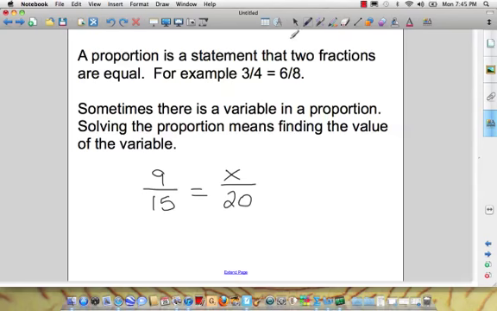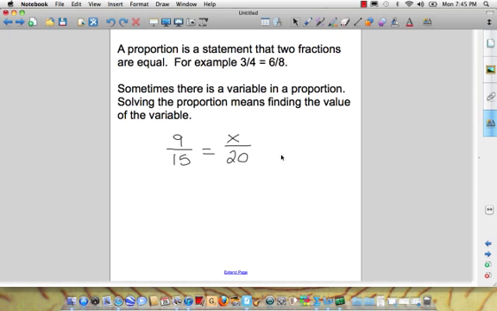Okay, a proportion is a statement that two fractions are equal. For example, 3/4 equals 6/8. That statement itself is called a proportion. Sometimes you're confronted with a proportion that has a variable, an unknown value. Solving the proportion means finding the value of the variable. So we want to find an x that makes this true. And we're going to use that cross-multiplying technique.